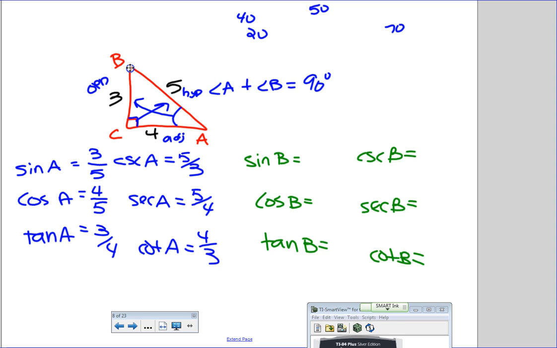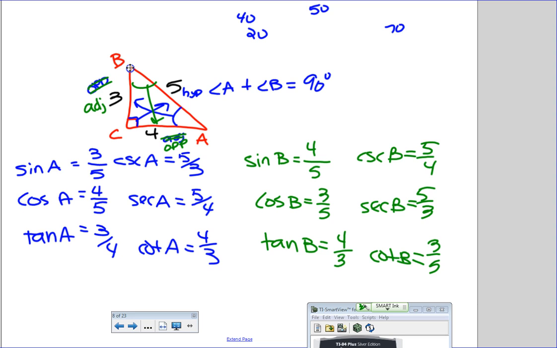If I were to now switch and do the B angle, what happens now is this side makes the opposite, and this side becomes the adjacent. So if you notice, it's the same 3 numbers, but the only difference is O and A got swapped. So sine of B now is going to be 4 over 5, and this is going to be 5 over 4. Cosine of B is going to be 3 over 5, 5 over 3. And the tangent of B now is going to be O over A, which would be 4 over 3, and this would be 3 over 4.